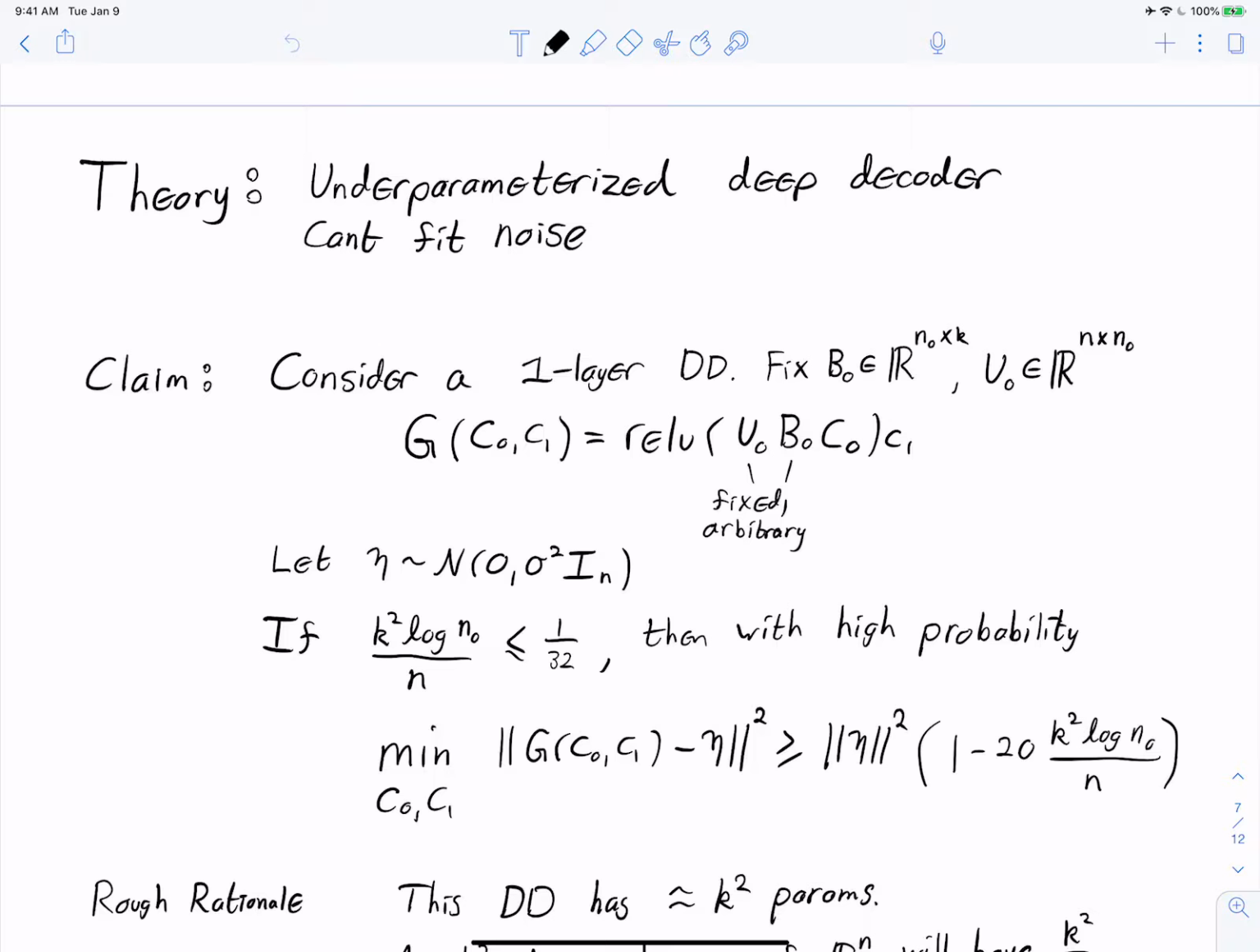What this is saying is, with high probability, if k squared is sufficiently small relative to n, then the amount of noise that is fit is quite small. Meaning the remaining amount of noise that is not fit is large, meaning that the noise was not actually representable by the deep decoder.